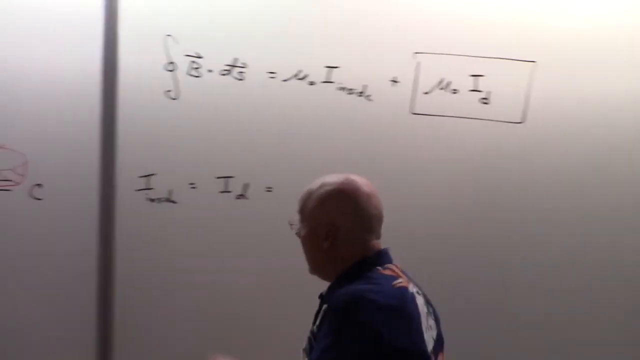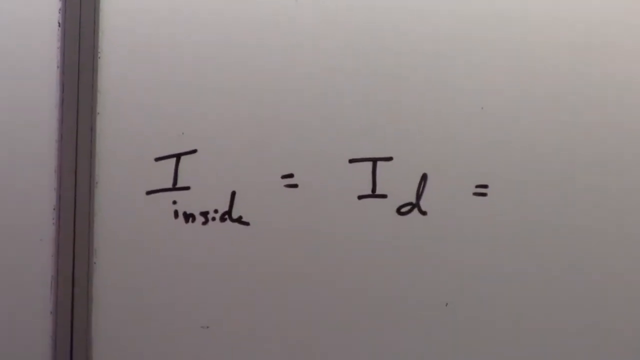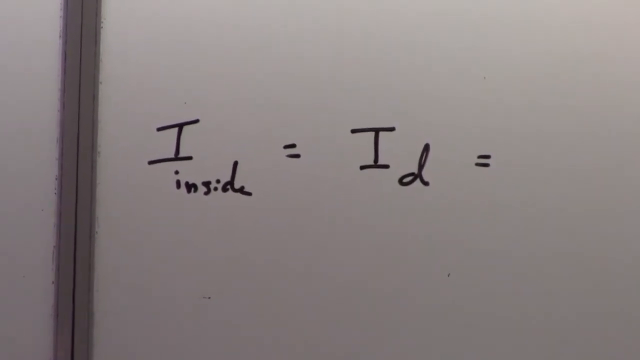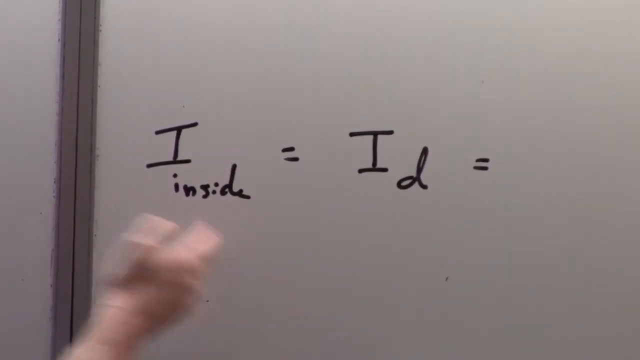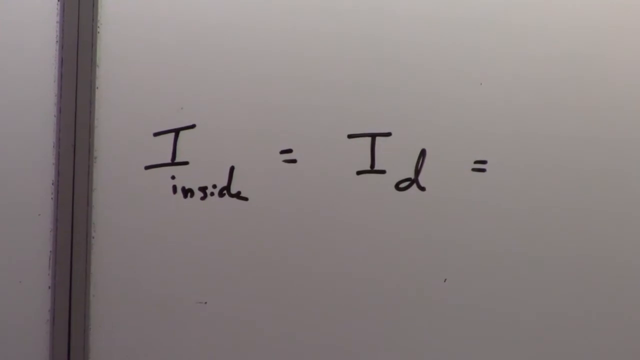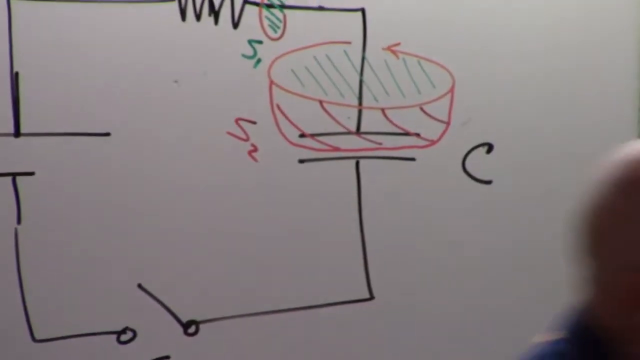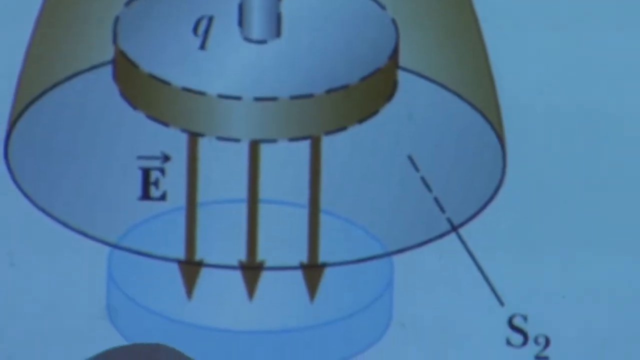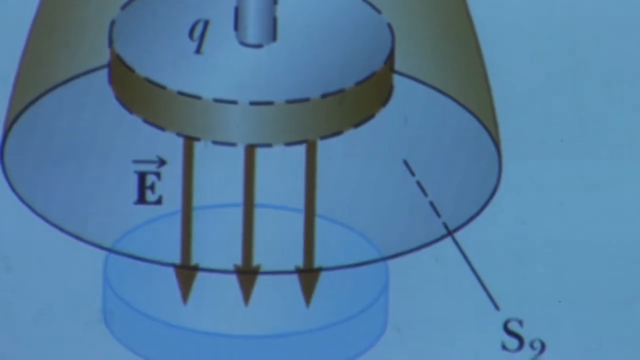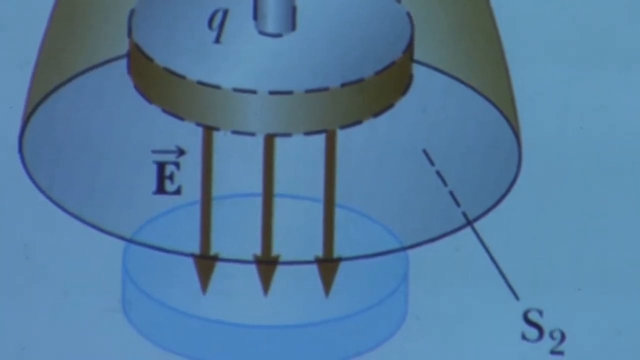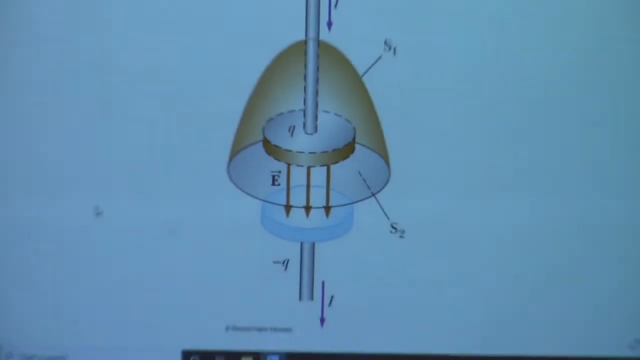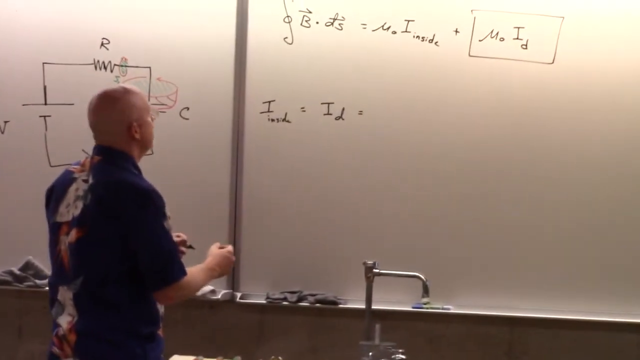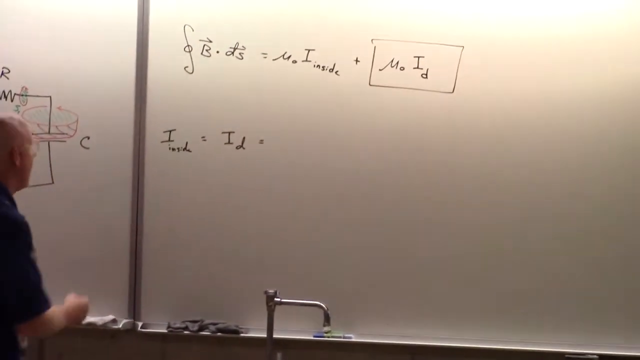So that way, if you're looking at a loop in a plane of surface number one, you would use the conventional current. But if you made a loop through the capacitor, you would say it still is making the same magnetic field. It's just that what cuts through it is not conventional current, but a changing electric field. And so he decides to give this some thought.